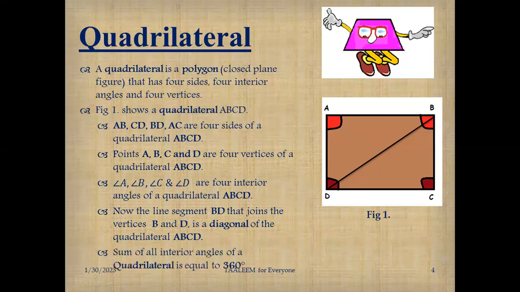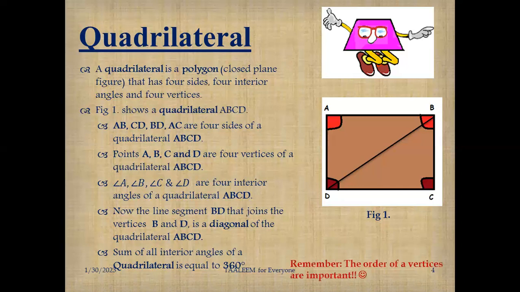Next, if you remember, the angle sum of a triangle is 180 degrees. So the sum of all interior angles of a quadrilateral is 360 degrees. Any quadrilateral, any four-sided figure you have, the sum of its interior angles will be 360 degrees. I will show you the proof of how the sum of all interior angles of a quadrilateral is 360 degrees in another video. But for now, just remember that for any figure made up of four sides, the sum of the interior angles is 360 degrees.